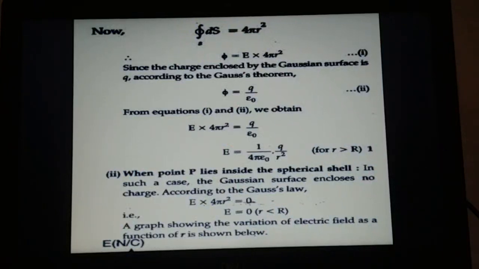In that case, you can consider that shell as a point charge, and the equation will become 1 by 4 pi epsilon 0 q by r square, where q is the total charge on the sphere and r is the distance at which we are finding the electric field intensity. Now we can go for the second case. What is the second case? The second case is when small r is less than capital R. This situation describes when the point P lies inside the spherical shell.